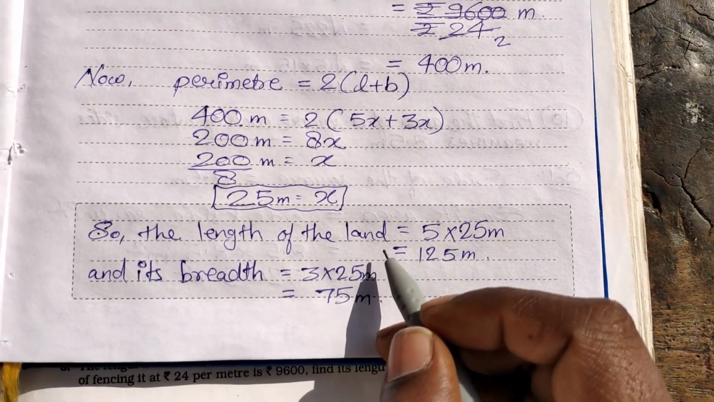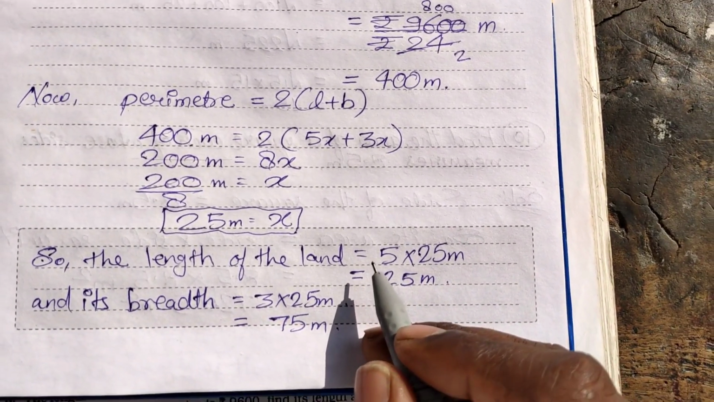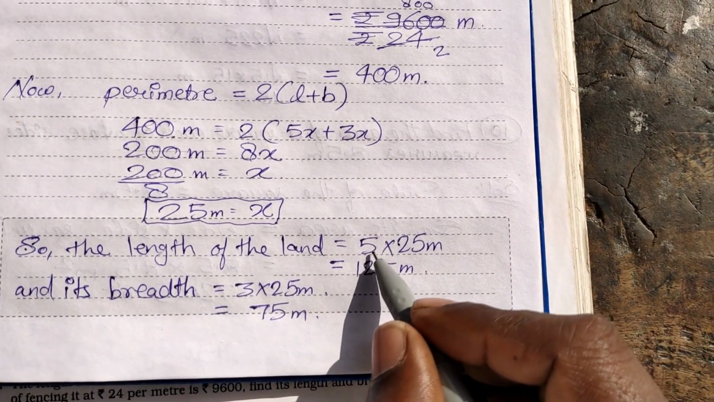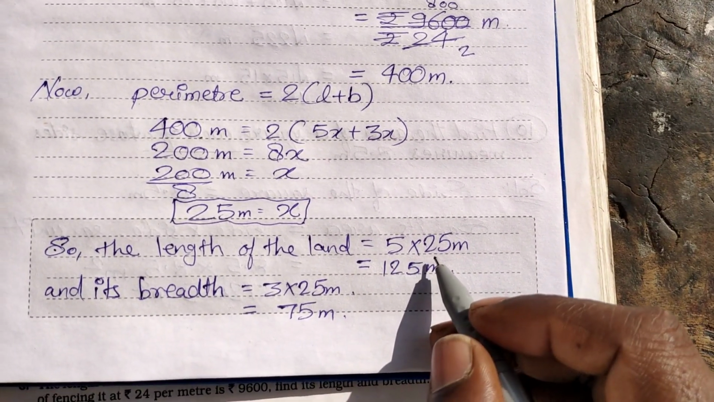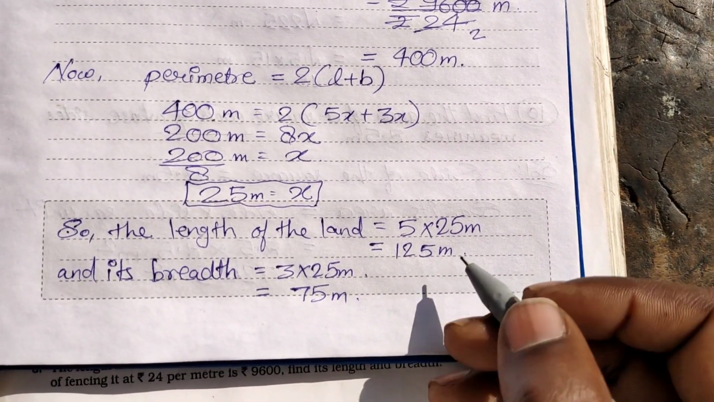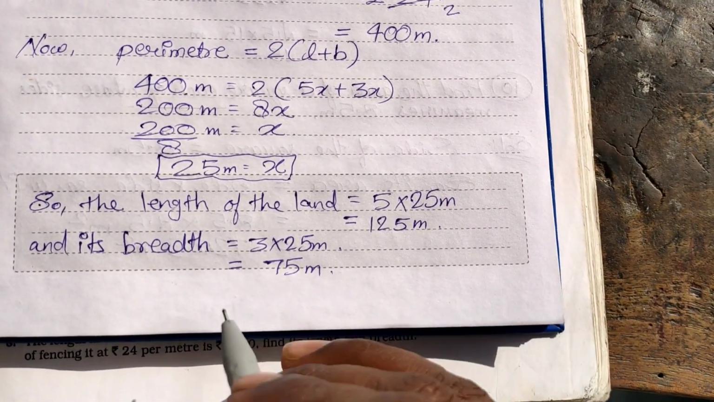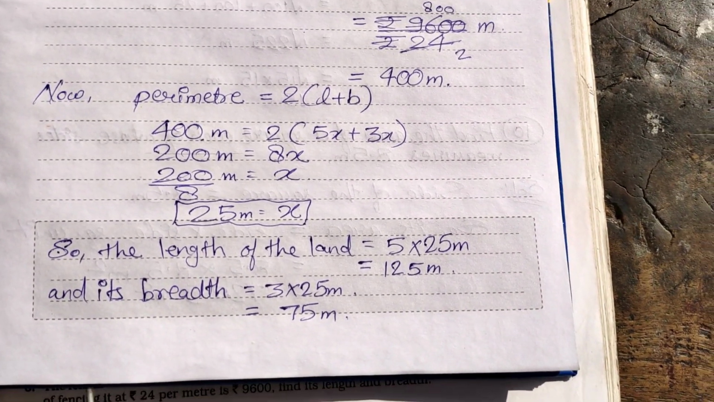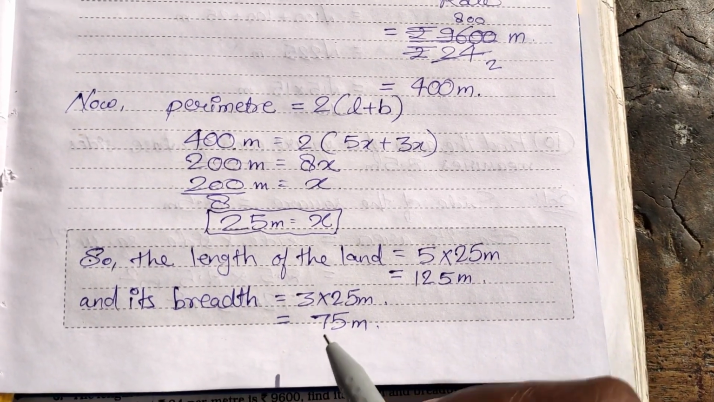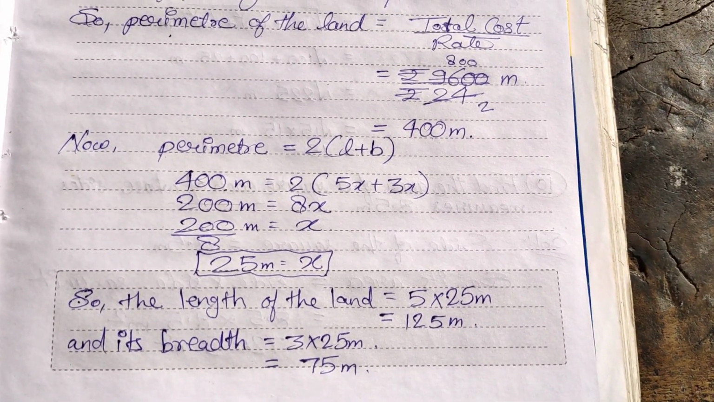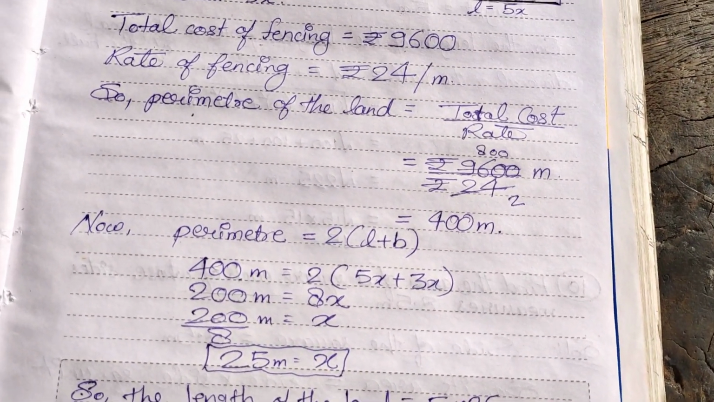So the length of the land is 5x, so 5 into 25, we have 125 meter, and breadth equal to 3x, so multiply 3 by 25, we have 75 meter. So 125 meter as length and 75 meter as breadth. Now moving on, next question.